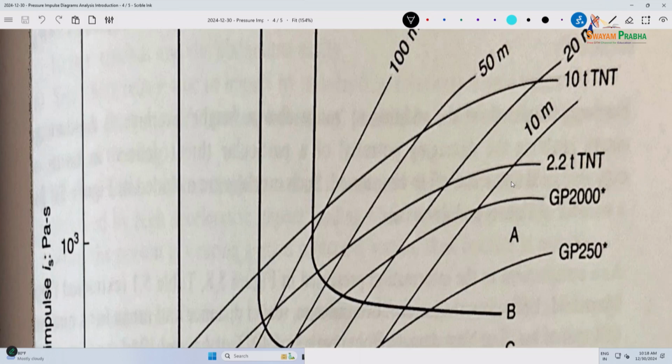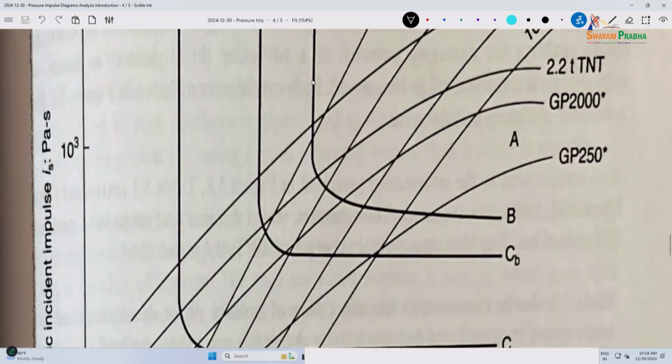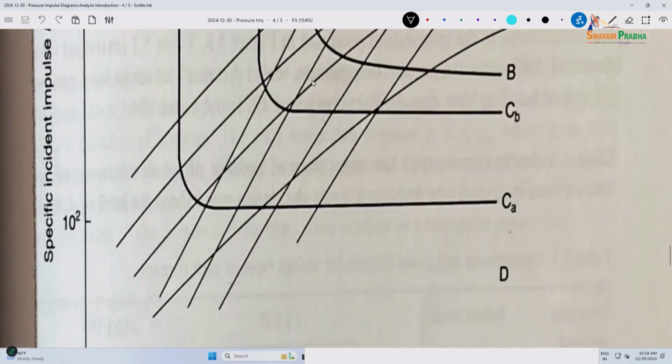You can plot the range on the same curve. If you plot pressure and impulse, it takes different ranges. I mean, you can represent multiple things in the same curve, but what I wanted to show you was this was developed for a brick wall.